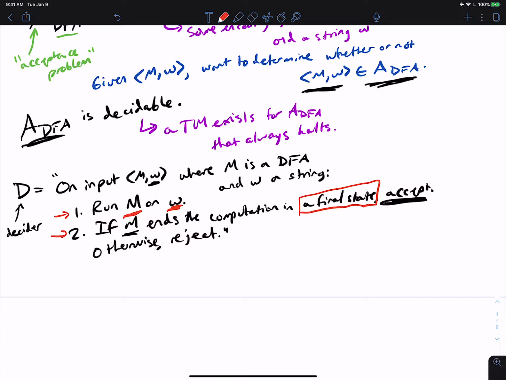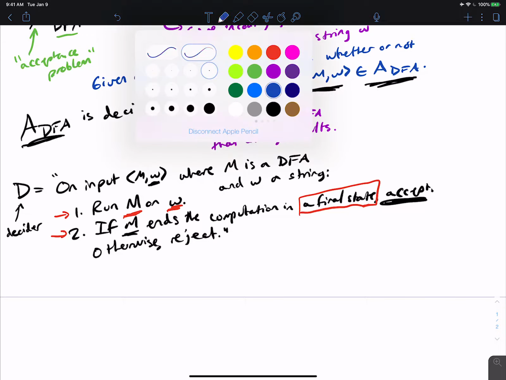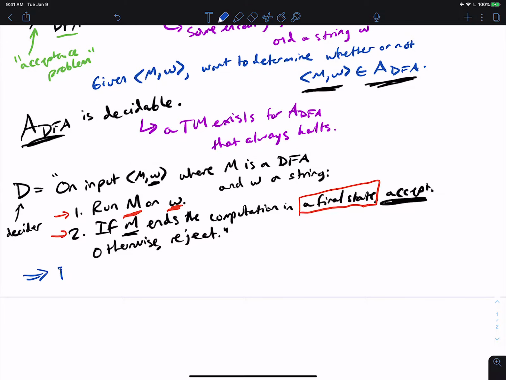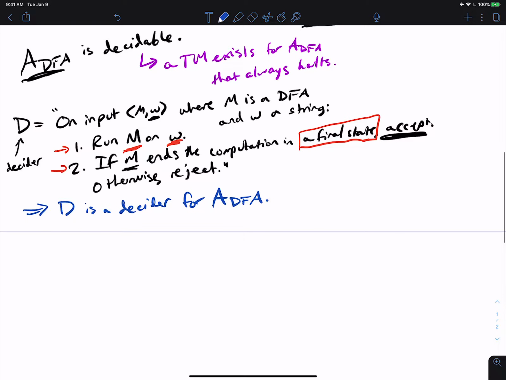And so, therefore, both of these steps run in a finite amount of time. And so I accept or reject in a finite amount of time. So this tells us that D is a decider for A sub DFA. And so now we have shown a decider exists, so therefore A sub DFA is decidable.